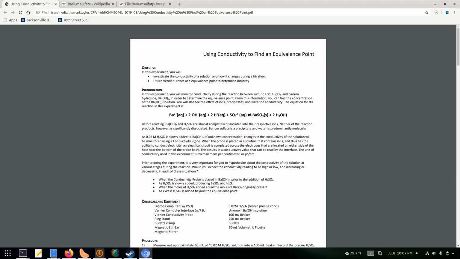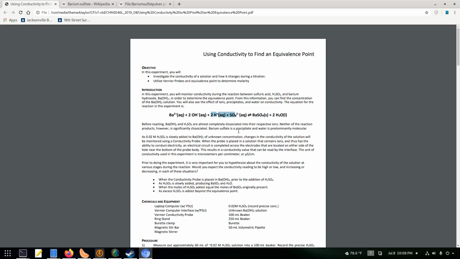Okay, today's lab we're going to be using conductivity to find the equivalence point. Now this is an interesting lab and it's purposely set up to do what we want. So we're going to be titrating barium hydroxide with sulfuric acid. It is just a standard neutralization reaction with an acid and a base. So we're making an ionic salt and water. Barium sulfate's the ionic salt.